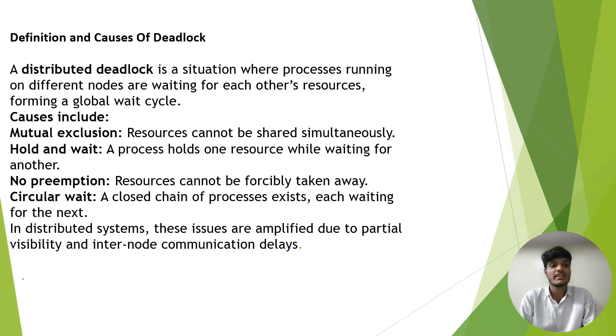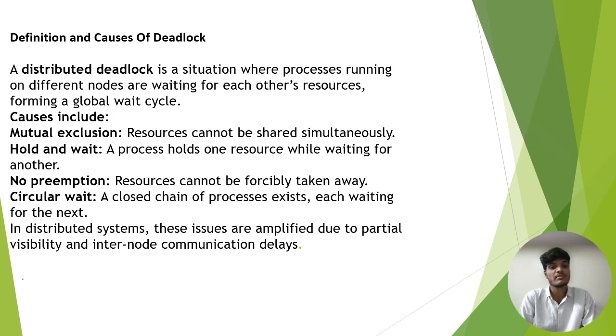What are the causes? They include mutual exclusion: resources cannot be shared simultaneously. Hold and wait: a process holds one resource while waiting for another. No preemption: resources cannot be forcibly taken away. Next, circular wait: a closed chain of processes exists, each waiting for the next.